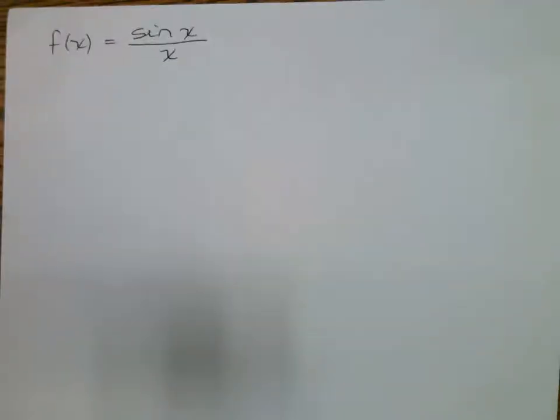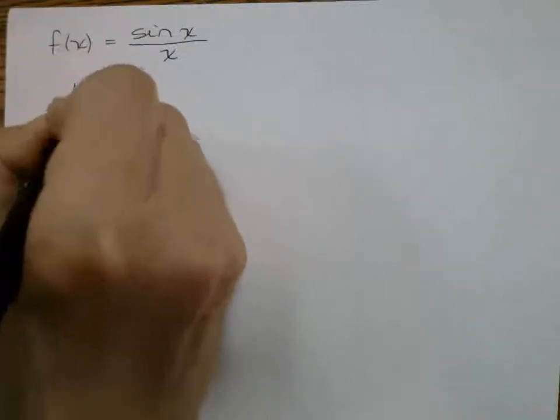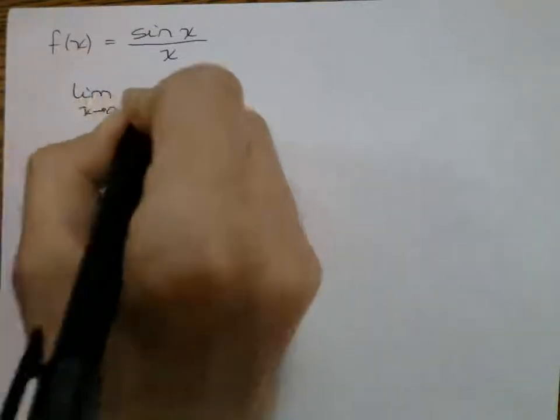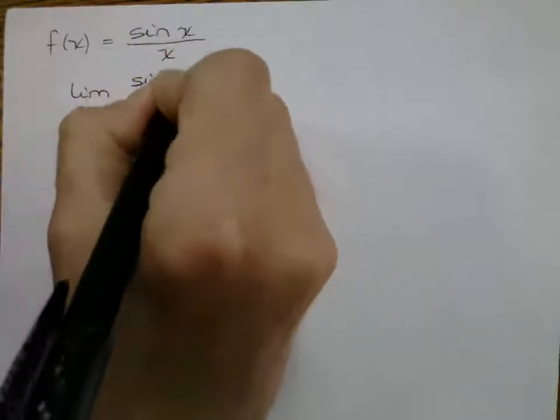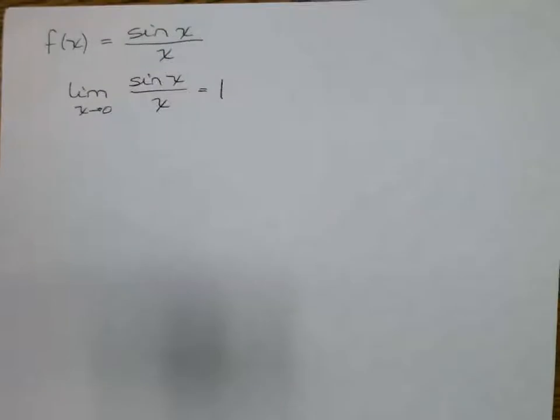We're looking at the function f of x equals sine x over x. This is an interesting little function. It's useful. It pops up, especially when we're talking about limits. So it's a good idea to just remember, as we've seen before, that the limit as x approaches 0 of this function is 1. And we can get that by looking at the graph. It's also possible to do it using the squeeze theorem.